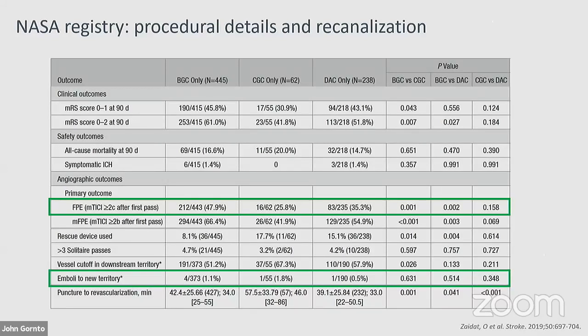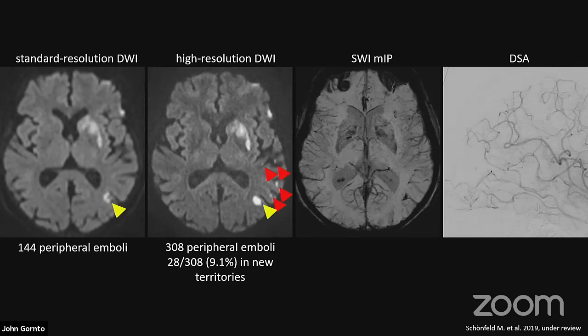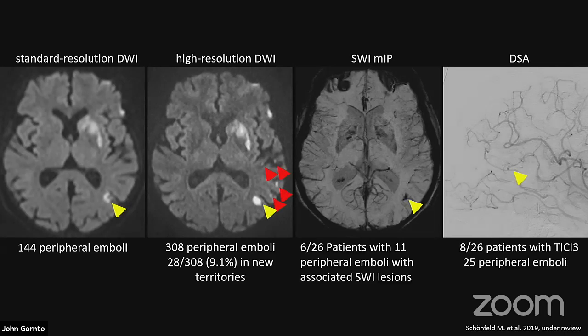There were surprisingly no differences in the embolization rate, and we did a small analysis of about 30 patients where we used high resolution diffusion weighted imaging after the procedure. What you see on the left is standard resolution, and on the second image, it's high resolution. And if you look very closely, you see there's more going on. It's more noisy, but you see more with the high resolution DWI. And we found, I go over this a bit quickly.